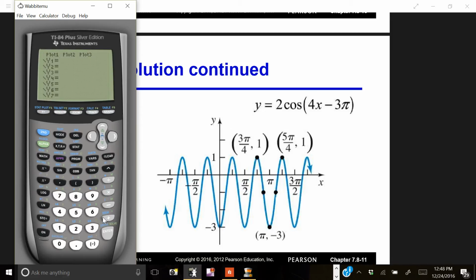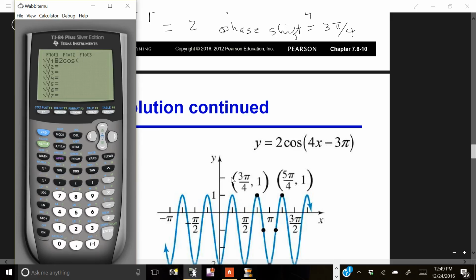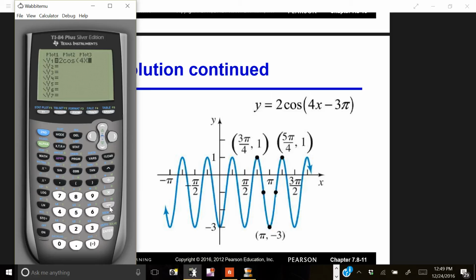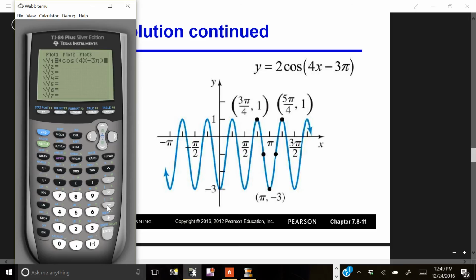Let's put in y equals 2 cosine of 4x minus 3 pi, and I believe there's a typo here. We want to subtract 1. Notice we expect that because you can see that there is a vertical shift downward.